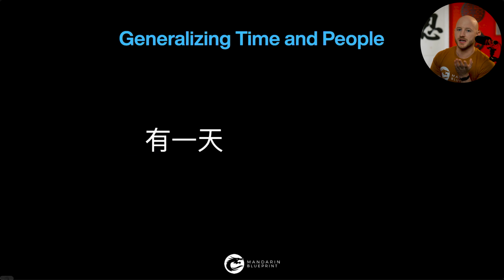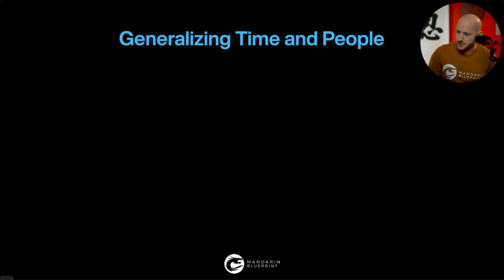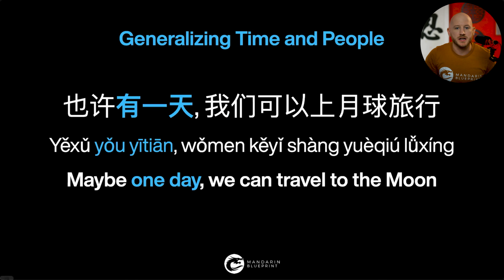All right. Now, you can also say 有一天, and this can mean one day in either the past or the future. Depends on the context. For example, 有一天我突然发现我老了. One day, I suddenly realized I was getting old. Oh no, that's me. I'm getting old now. So in this case, it was about the past, but it could be about the future. 也许有一天我们可以上月球旅行. Maybe one day we can travel to the moon. Wouldn't that be cool? So you get the idea that there exists a day.